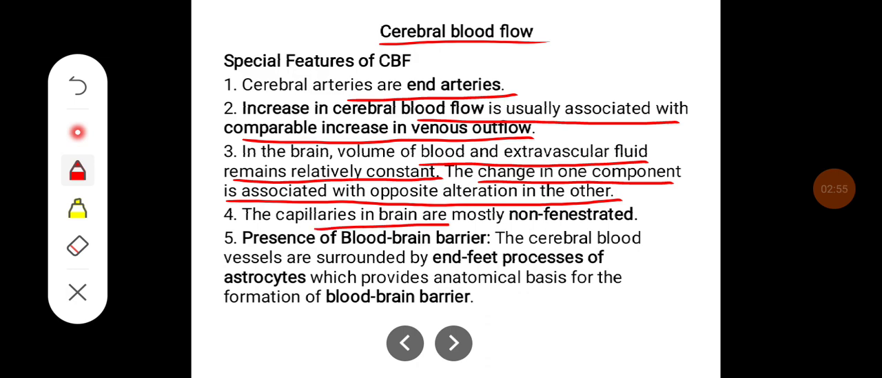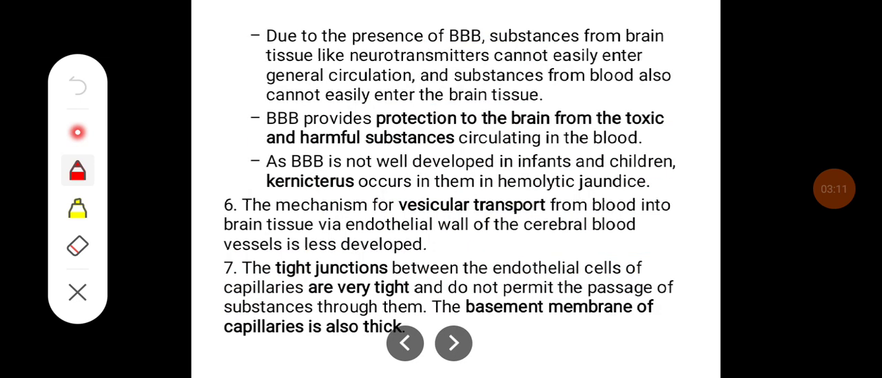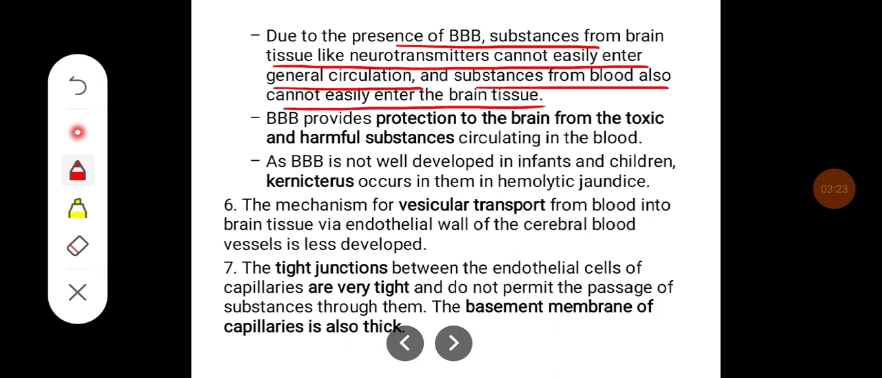The capillaries in brain are mostly non-fenestrated. Presence of blood-brain barrier, that is, the cerebral blood vessels are surrounded by the end feet processes of astrocytes, which provides anatomical basis for the formation of blood-brain barrier. Due to the presence of blood-brain barrier, substances from brain tissue like neurotransmitters cannot easily enter general circulation, and substances from blood also cannot easily enter the brain tissue.